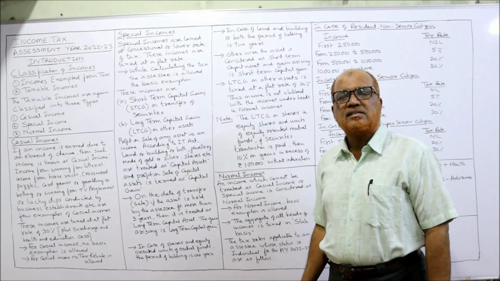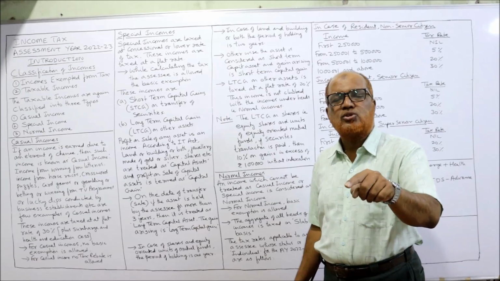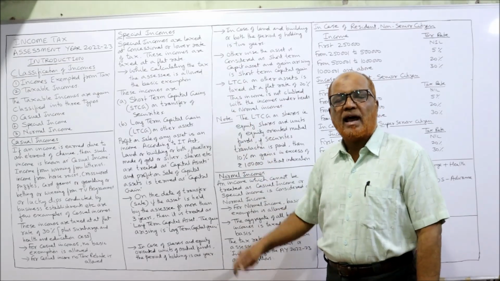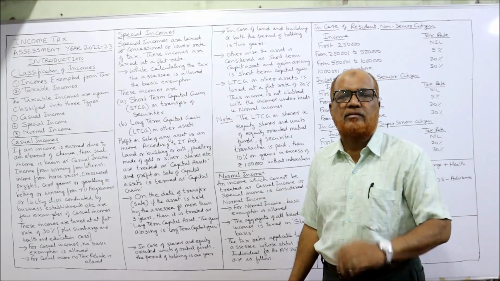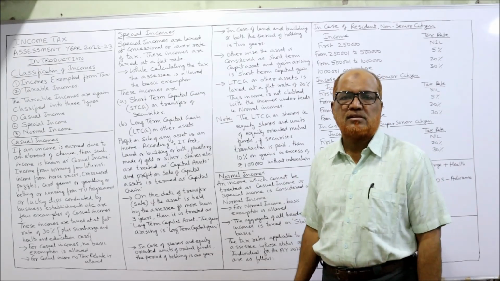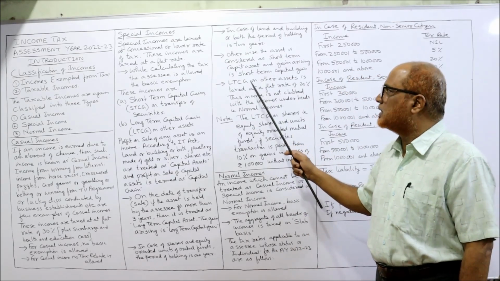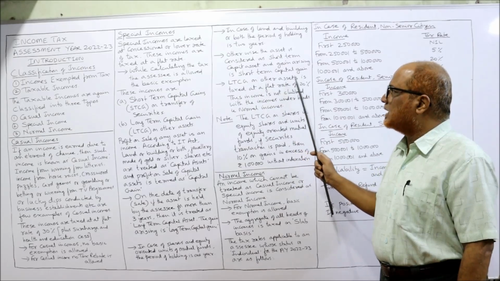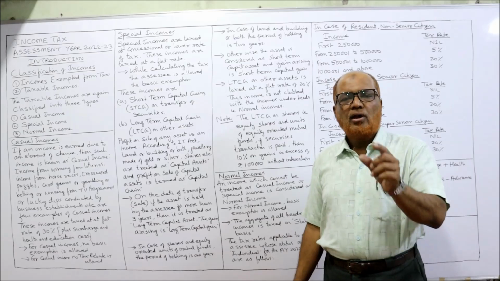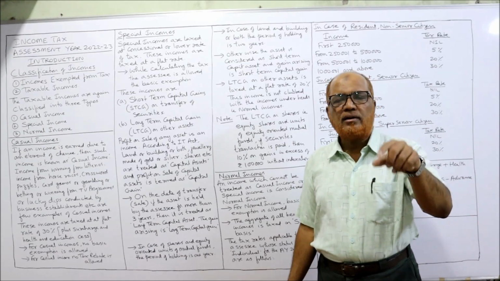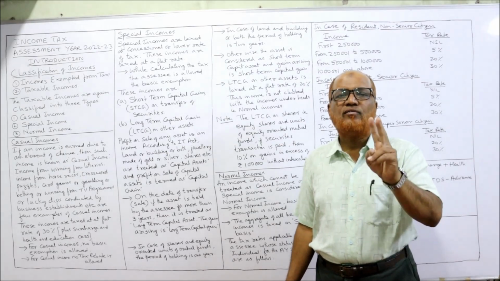That means if the asset is sold below 3 years, or in case of shares, if the shares are sold below 1 year, or in case of land and building or both, if it is sold within 2 years of purchase, it is called a short-term capital asset, and the gain arising will be short-term capital gain. Now, LTCG on other assets is taxed at a flat rate of 20%. Remember, long-term capital gain on transfer of other assets will be at a flat rate of 20%.